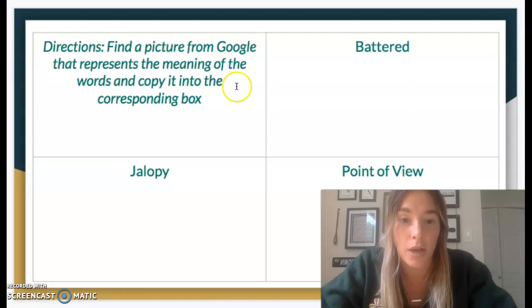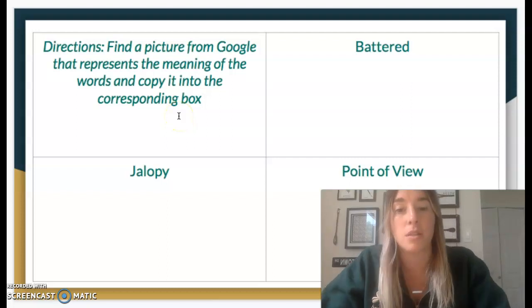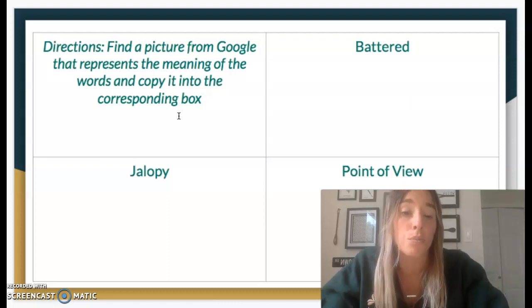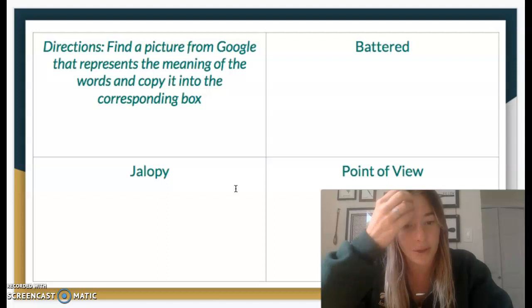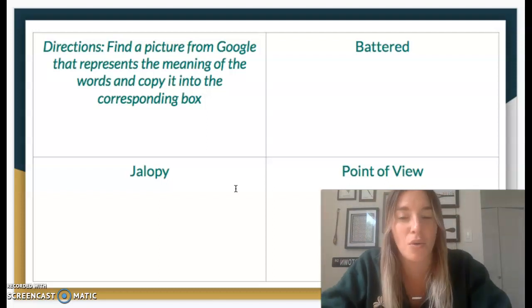Also, something that we have done in the past as well, so not going to go over it in depth, but you're going to find a picture from Google that represents the meaning of the words and copy it into the corresponding box. So please, please, please look up the definitions before choosing your image, because when you type the word into Google, the image is not always going to perfectly represent the word and what it means.